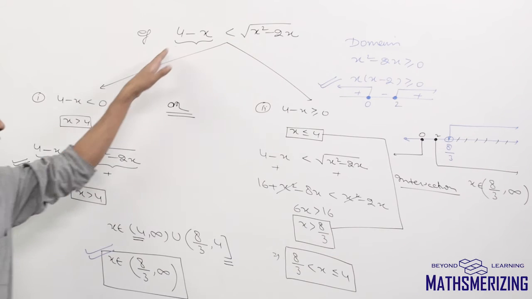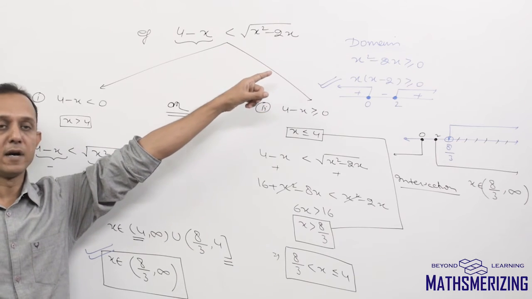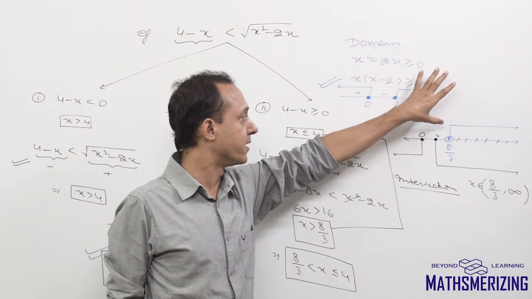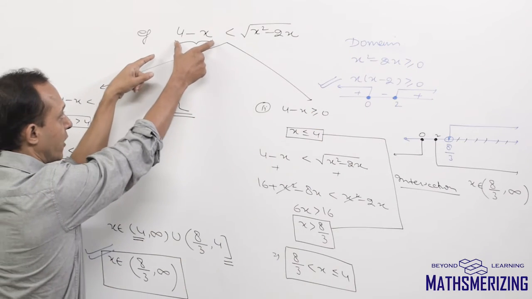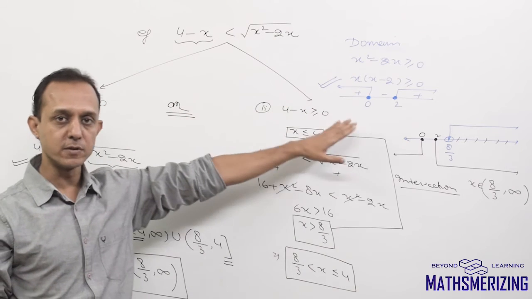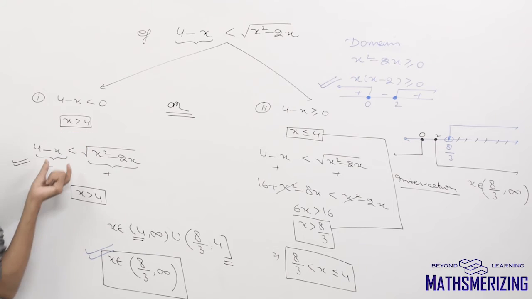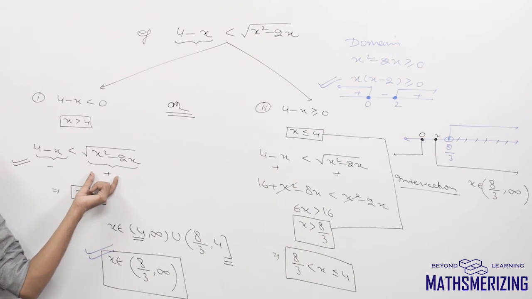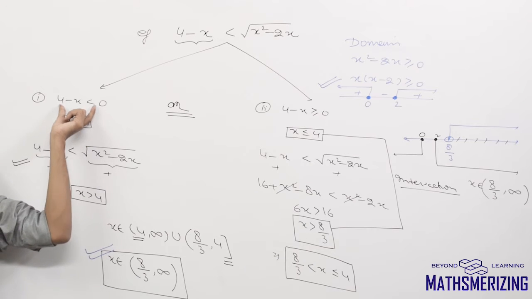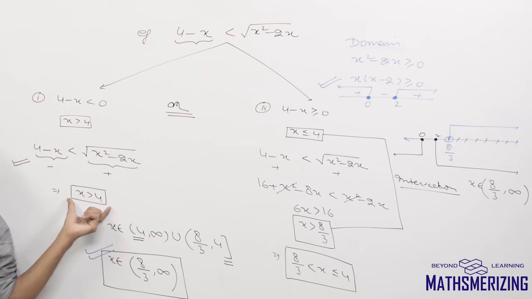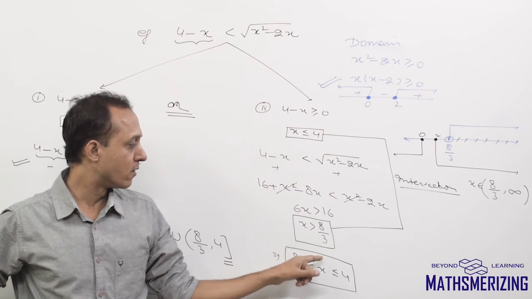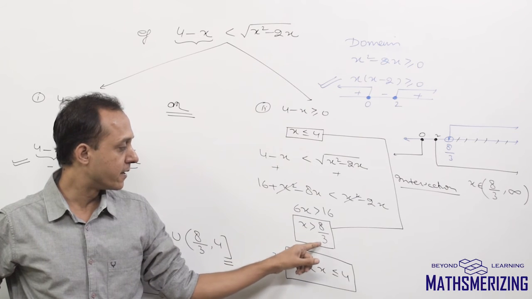Now, these kinds of questions are a little complicated. The first thing we have done is find the domain of this function, and then keep it aside to use in the end. Then for this polynomial expression, we take two separate cases: case 1 when this is negative and case 2 when this is positive. When this is negative, the left hand side is negative and the right hand side is positive, so this is always true provided the given condition, which is x greater than 4. So, from this first result, I get x should be greater than 4. Now, when 4 minus x is positive, I can simply square it and solve it. I'll get a condition which is x greater than 8 by 3.